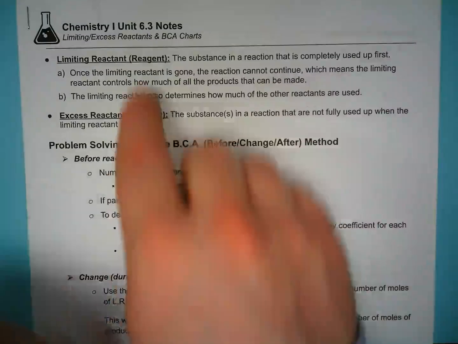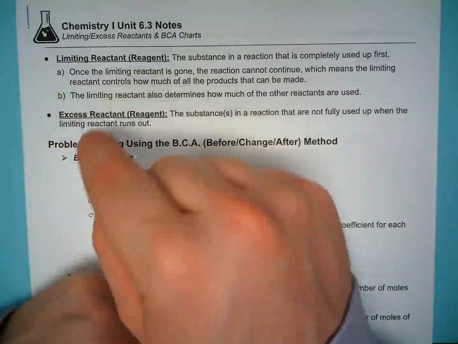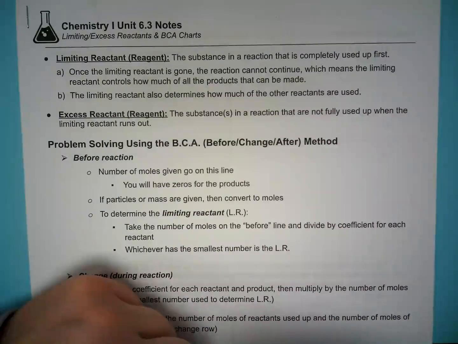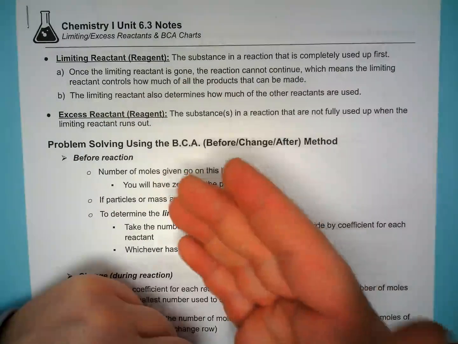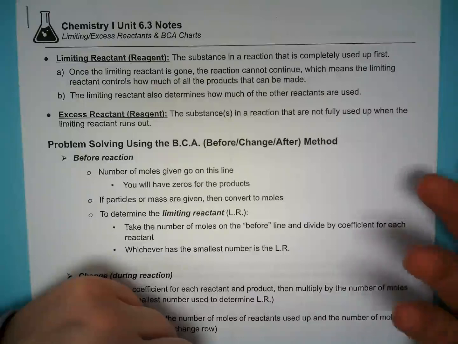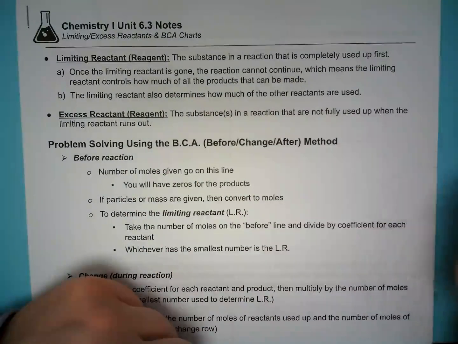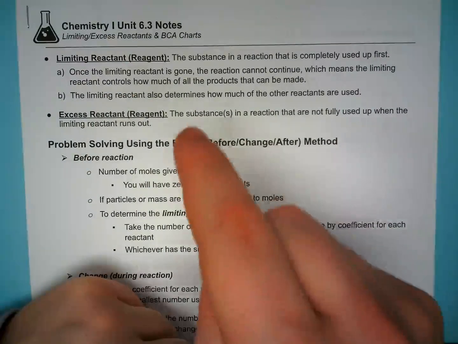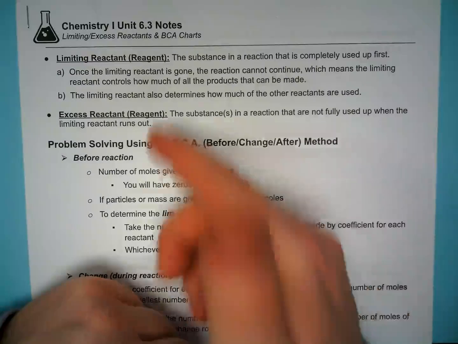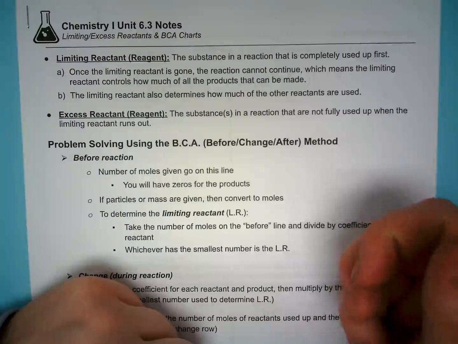We are trying to determine what a limiting reactant is within a chemical equation, and then what the excess reactant is. So what is a limiting reactant? Pretty much, it's a substance in a reaction that gets used up first. Once it is used up and gone, your reaction will not continue, which means the limiting reactant controls how much of the product is made. It also determines how much of the other reactants are used.